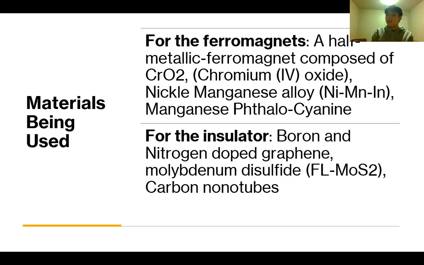For the insulators, I found a couple: a boron and nitrogen doped graphene, molybdenum disulfide, and carbon nanotubes. One of the things I thought was kind of interesting is the graphene and the nanotubes aren't elements, they're man-made structures, like little honeycomb structures that the electrons will go through. That was kind of interesting, that they were not just elements like boron or nitrogen.